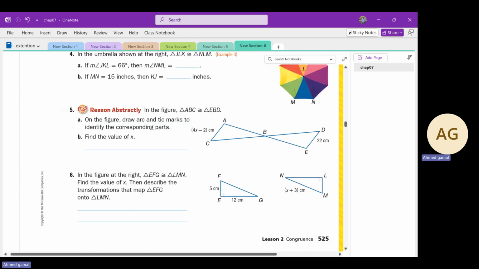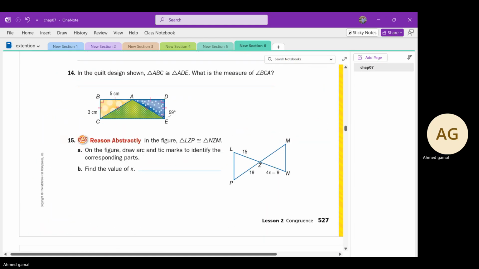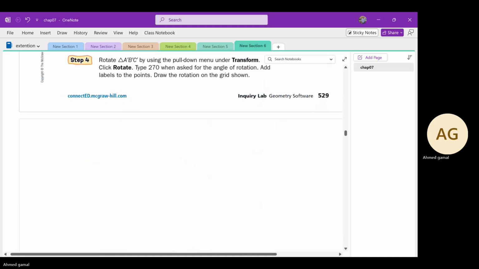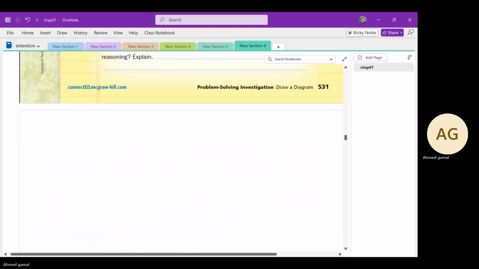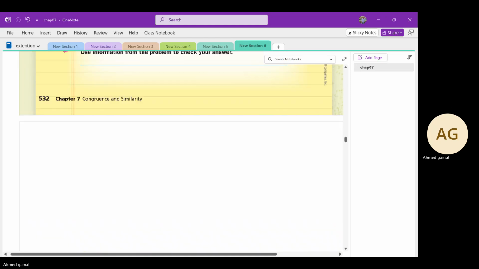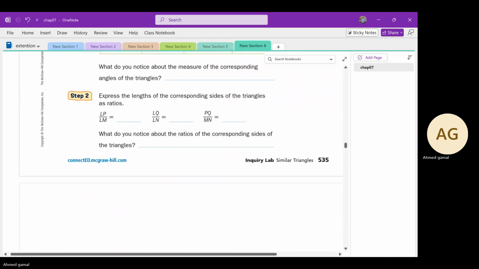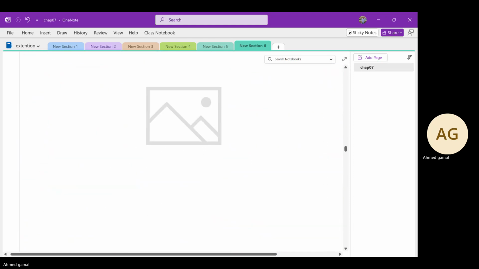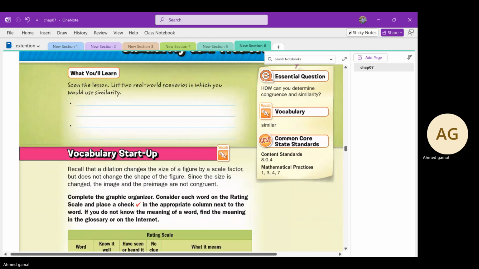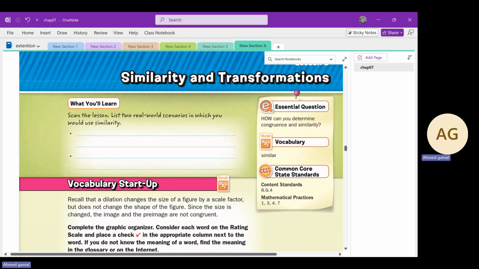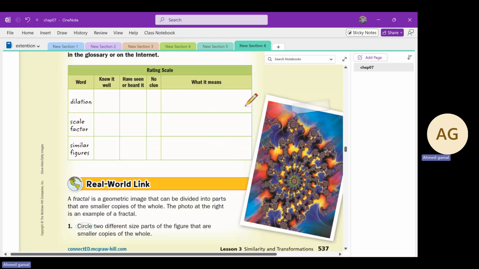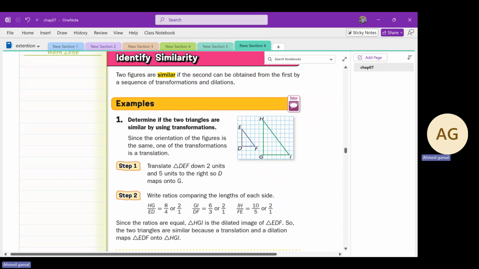Let's go to lesson 3. Lesson 3 is talking about similarity and transformation. Similarity happens if there's dilation between the two shapes. Same shape, but not the same size.